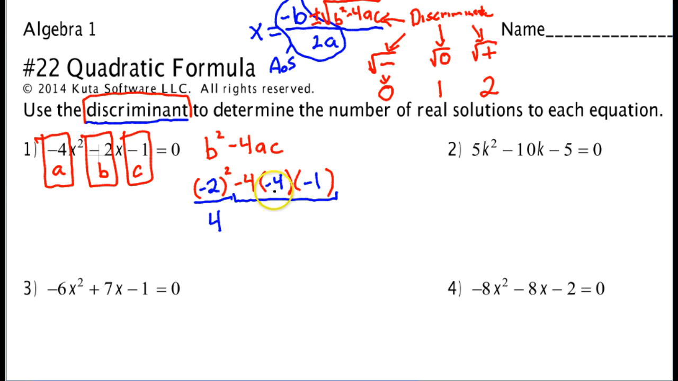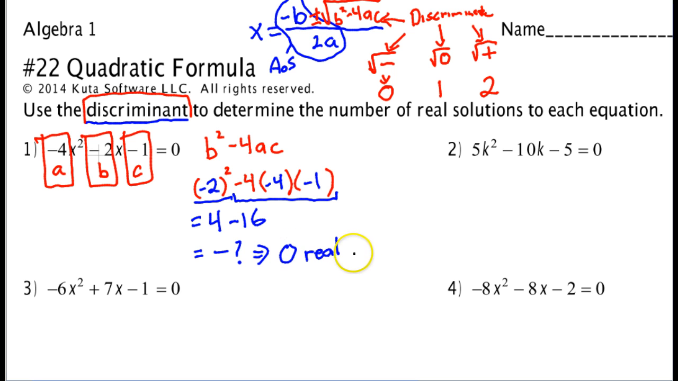-4 times -4 is positive 16, but positive 16 times -1 equals negative something. Who cares? It equals a negative, right? So therefore, there are how many solutions? Zero.